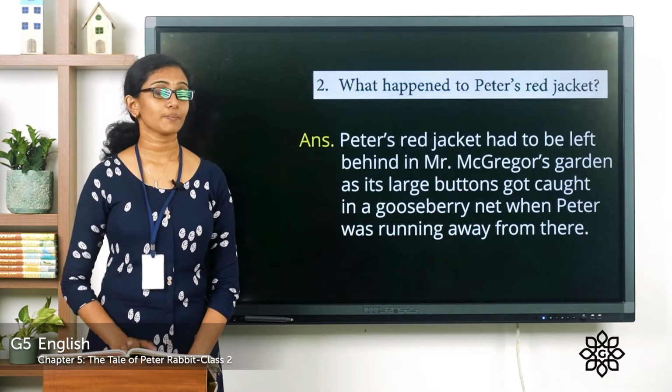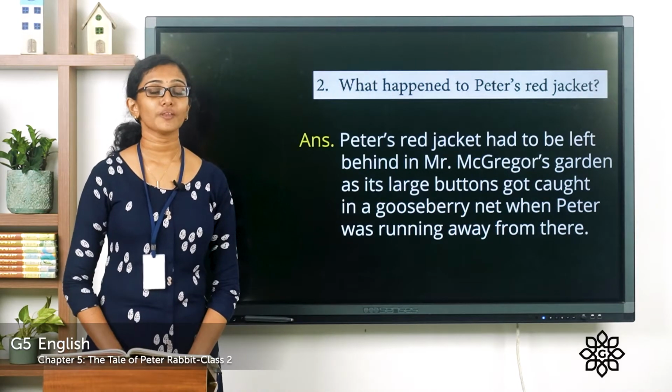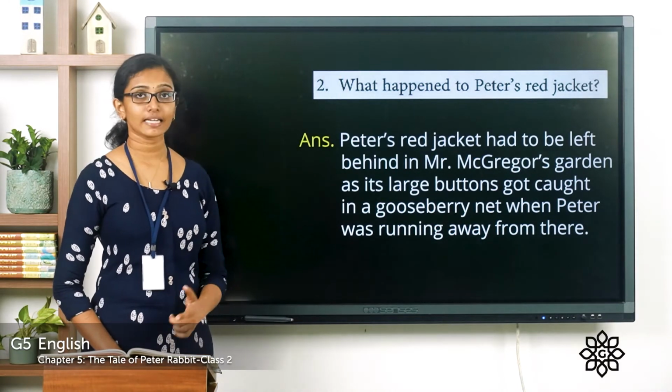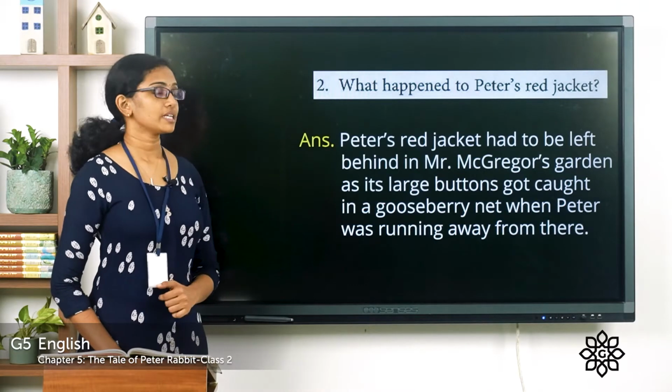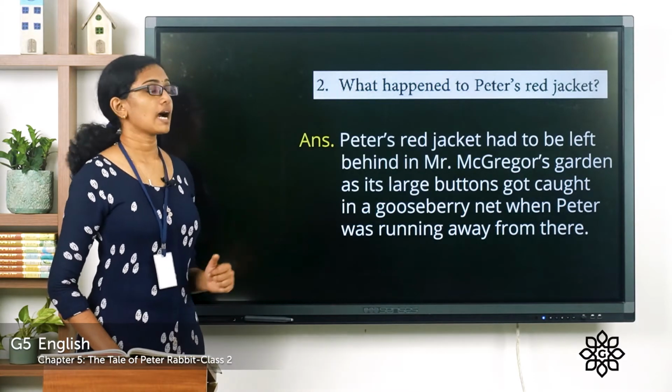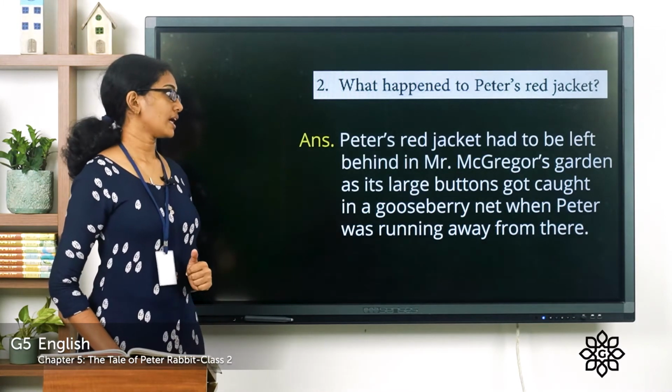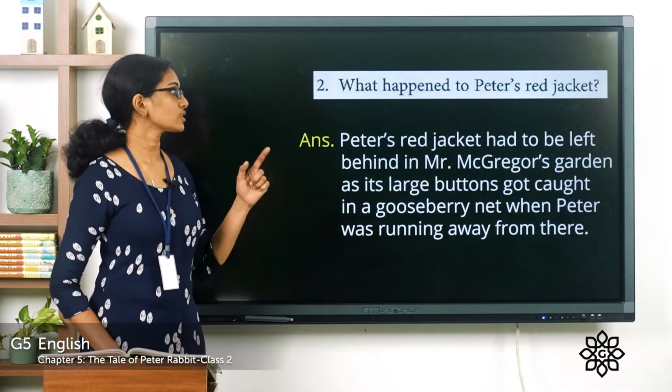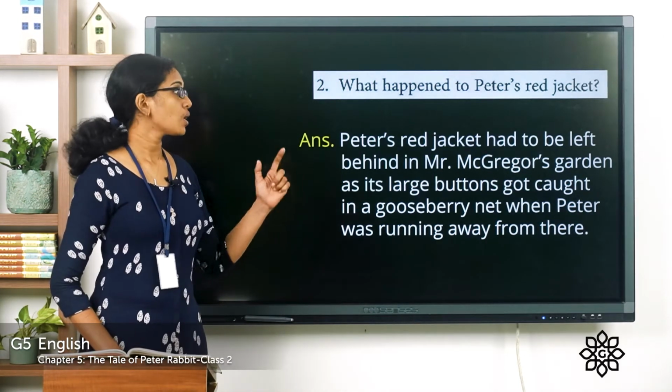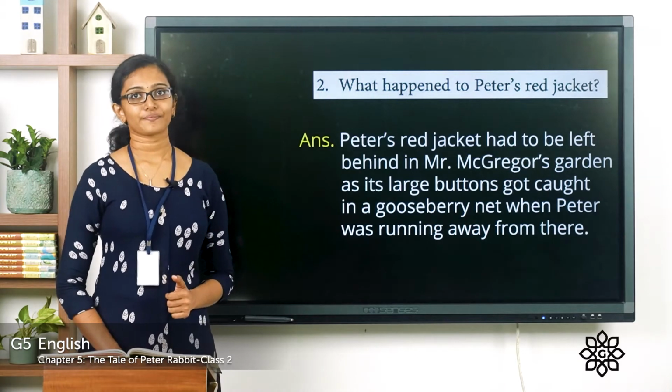What happened? The buttons of the red jacket got caught on the gooseberry net, right? So how do you write that answer? Peter's red jacket had to be left behind in Mr. McGregor's garden as its large buttons got caught in a gooseberry net when Peter was running away from there.